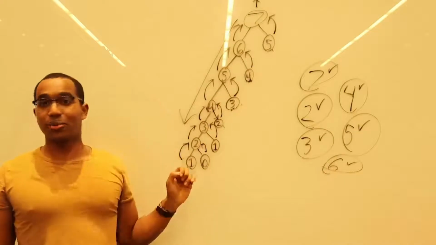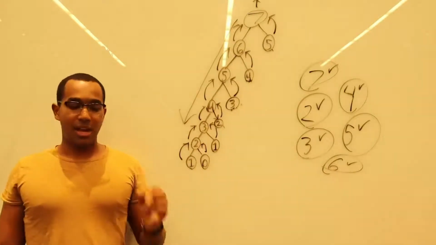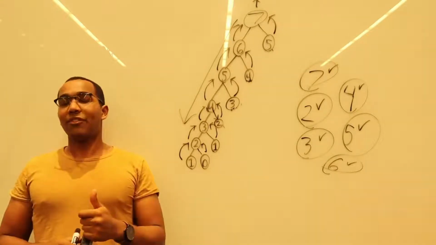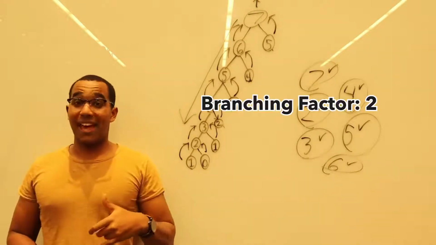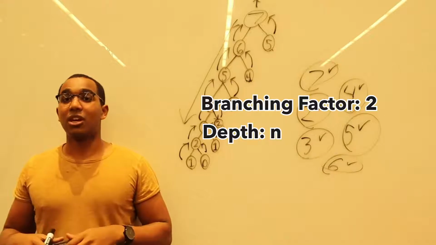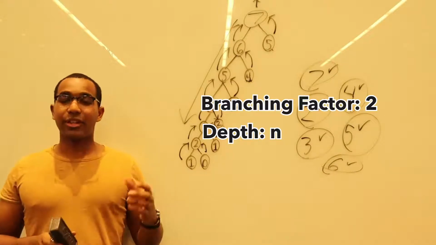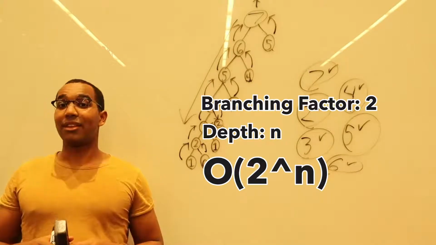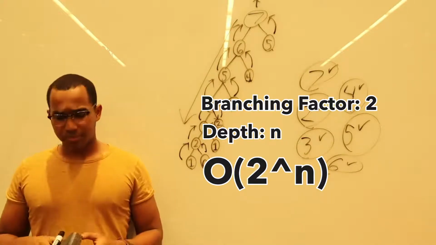If we can eliminate subtrees, we change the time complexity. And remember our reasoning before. Our reasoning before was our branching factor is 2, and our depth is n. So our time complexity is going to be upper bounded roughly to 2 to the n. Why did we say that?